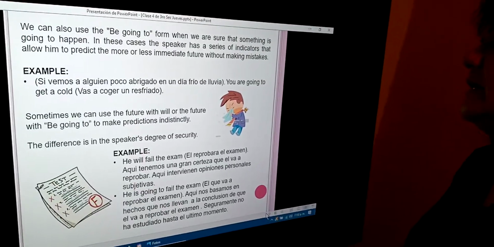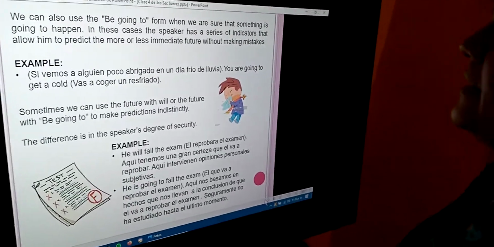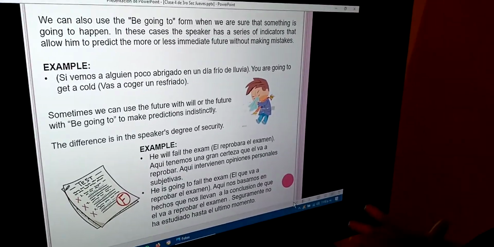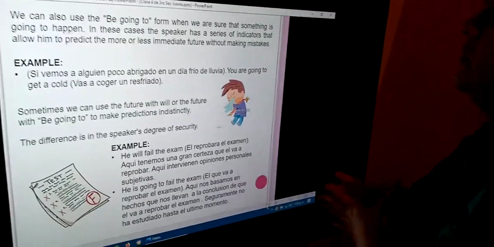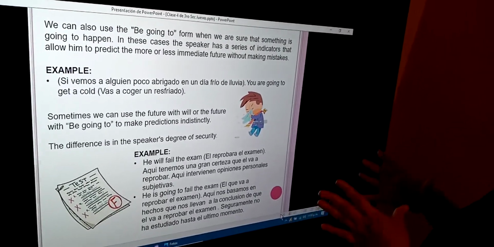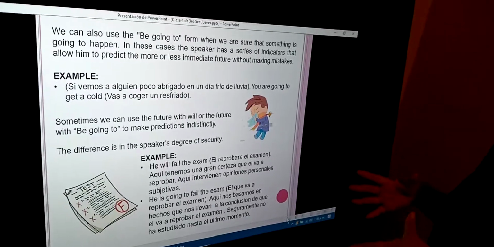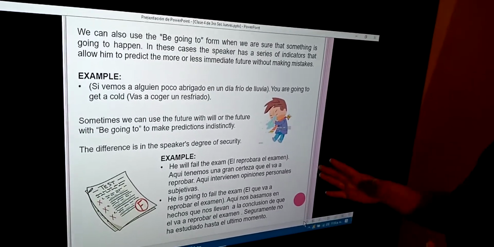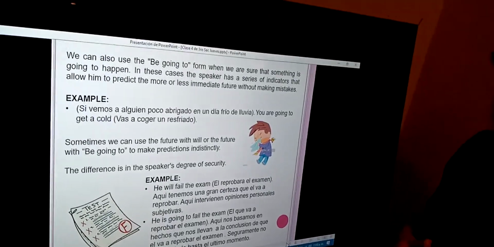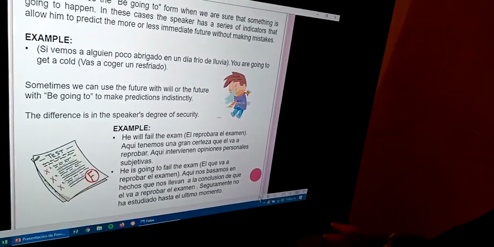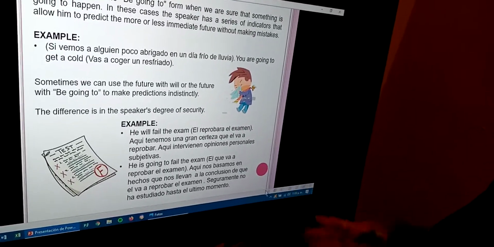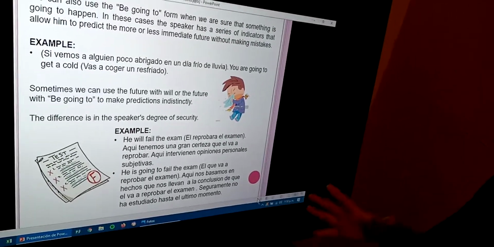Aquí tenemos una gran certeza de que él va a reprobar. Aquí intervienen opiniones personales subjetivas. Okay? He will fail the exam. Él reprobará el examen. The next is, he is going to fail the exam. ¿Sí? Él va a reprobar el examen.